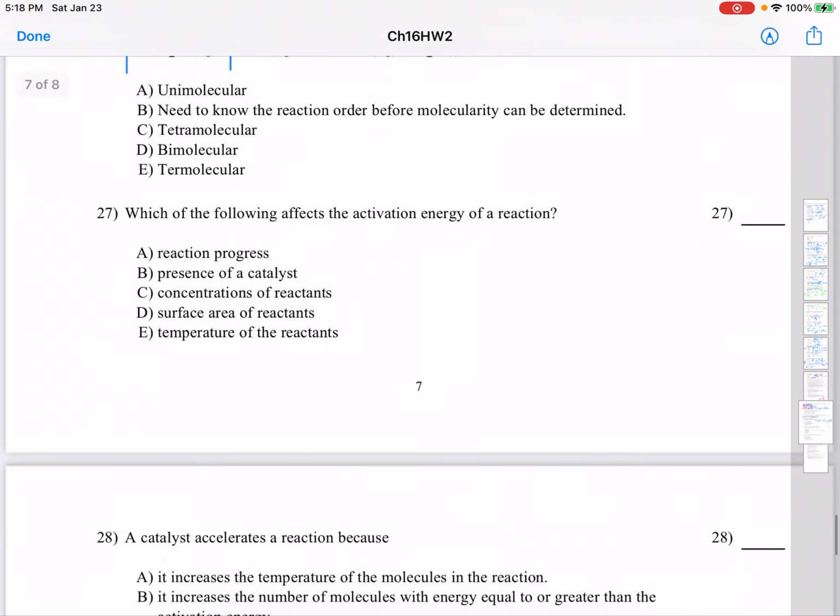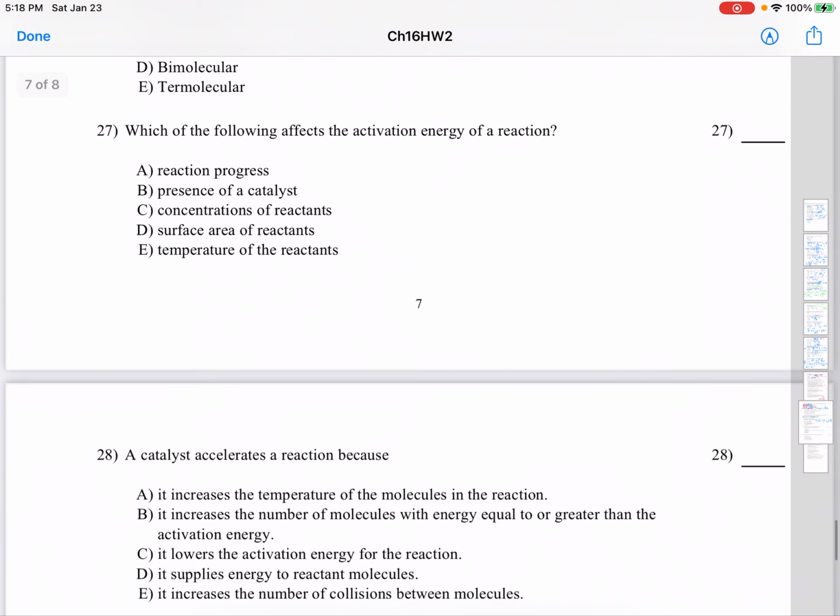27. Which of the following affects the activation energy of a reaction? Is it going to be the reaction progress that affects the activation energy? Can the presence of a catalyst affect the activation energy? Or the concentration of reactants, surface area of the reactants, or temperature of the reactants? So what's going to be the correct answer? It's going to be the presence of a catalyst.